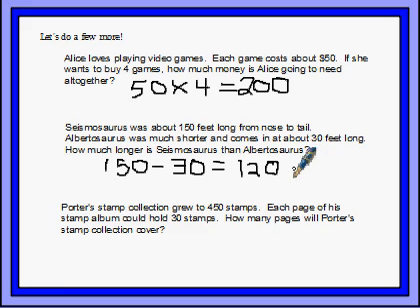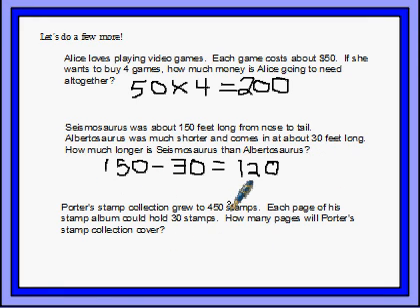And I get 120. Given that Seismosaurus was 150 feet long, and I'm taking away from 150 only 30, 120 does seem pretty reasonable. That doesn't seem like a crazy answer.